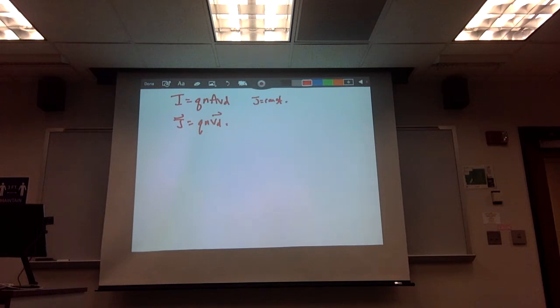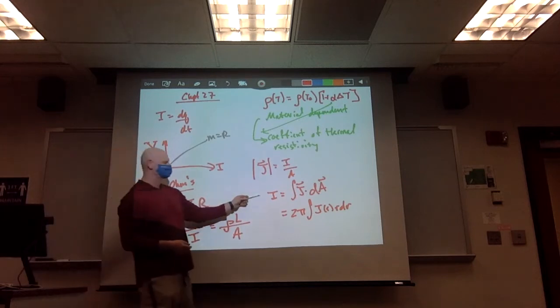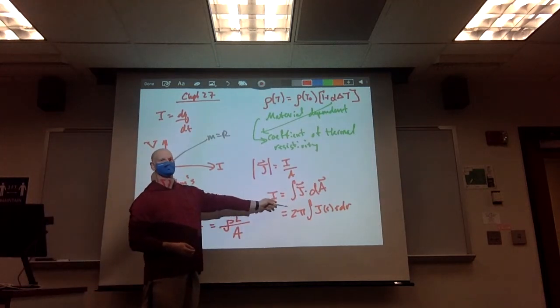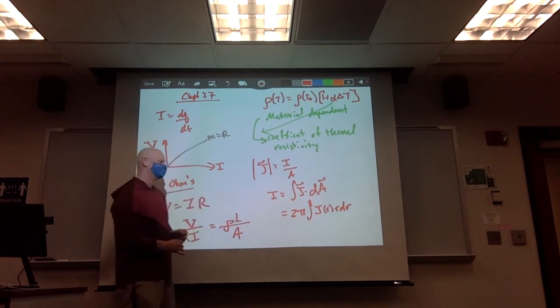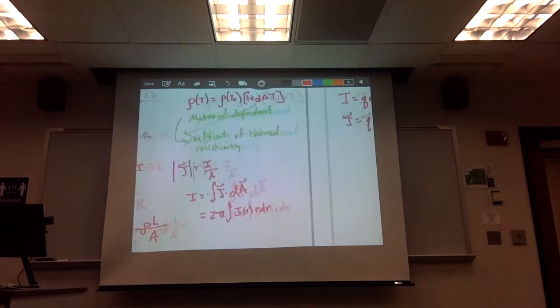Okay? What's up there, J? Constant. So these are only true when J is equal to a constant. Not necessarily. If J is not equal to a constant, then you have to use this definition of the current, but then you can't directly relate this to the drift velocity. So that's about as far as you can go.